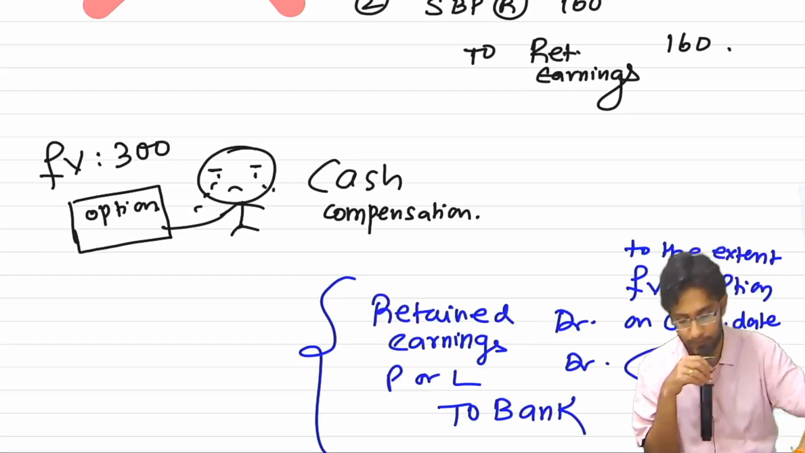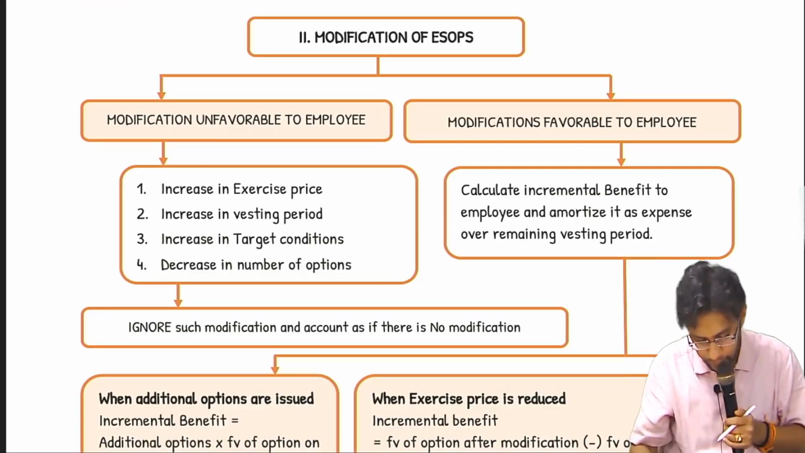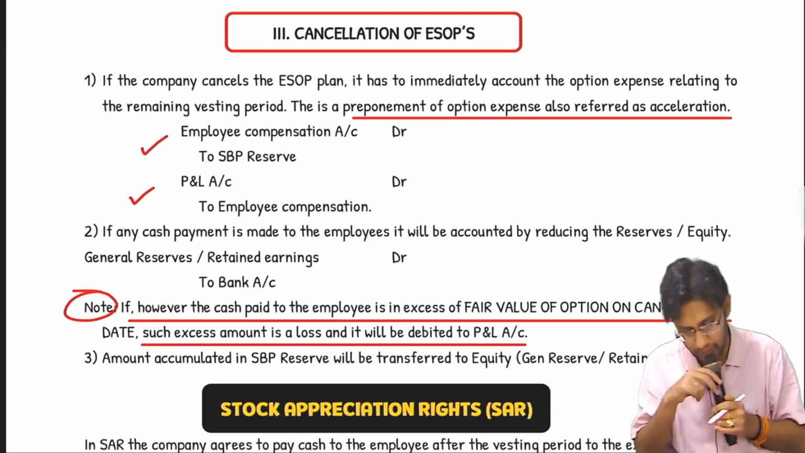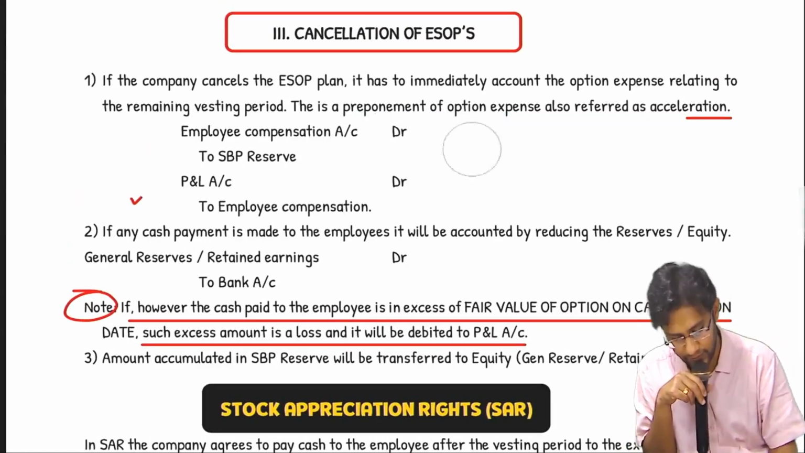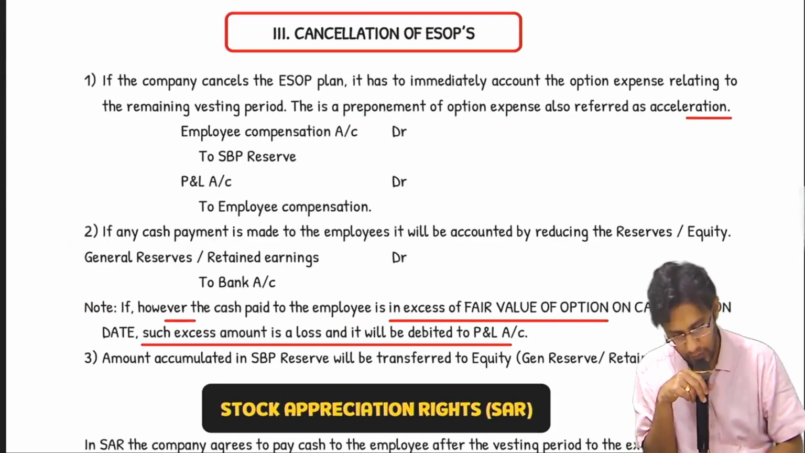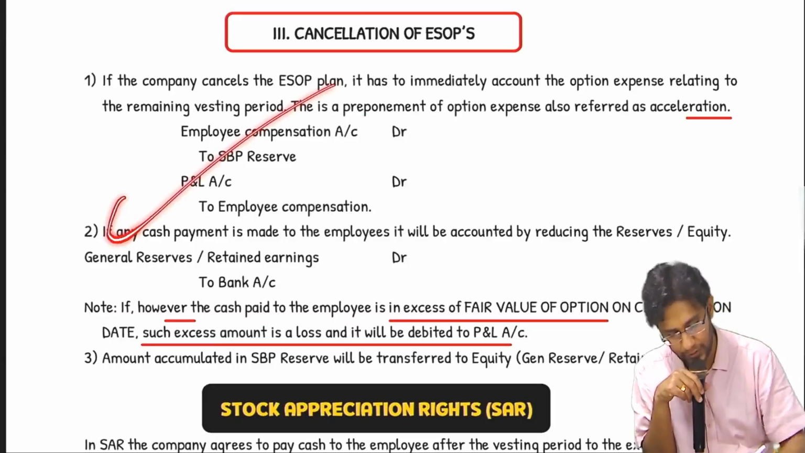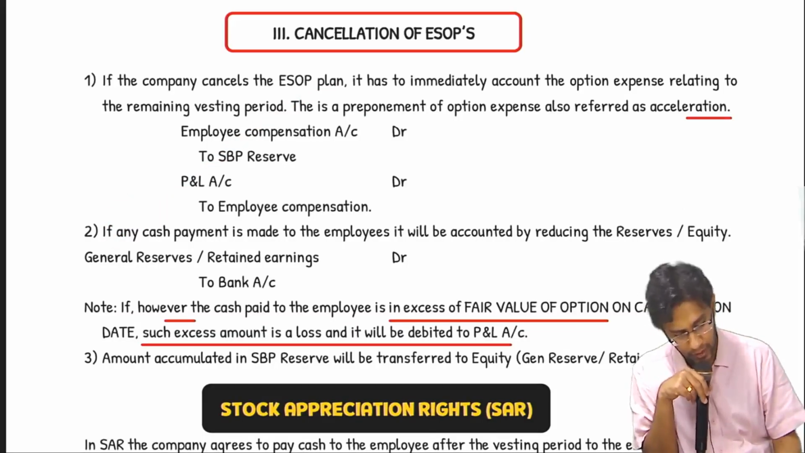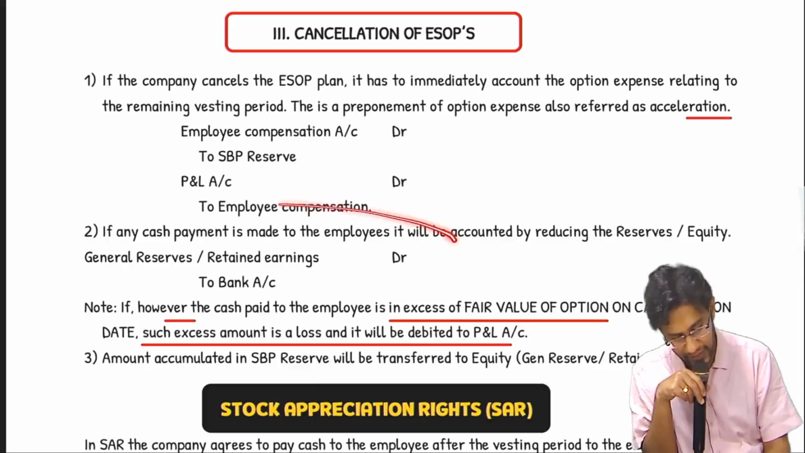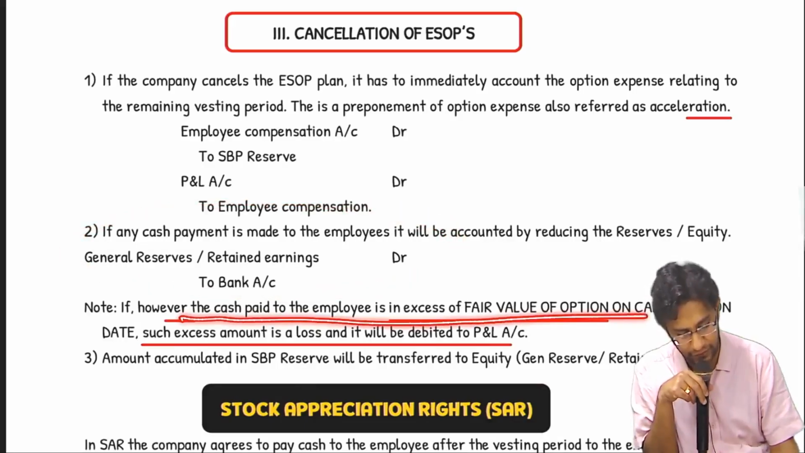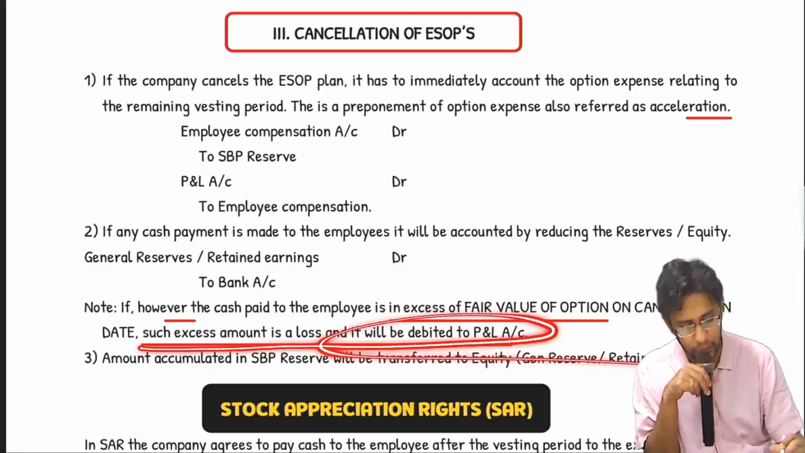A good question. So 3 points. First, you have to book the expenditure. Ultimately, you will transfer to general reserve and cash paid will be debited via retained earnings. However, if the cash paid to the employee is in excess of fair value of option on the cancellation date, such excess amount is a loss and it will be debited to P&L account.